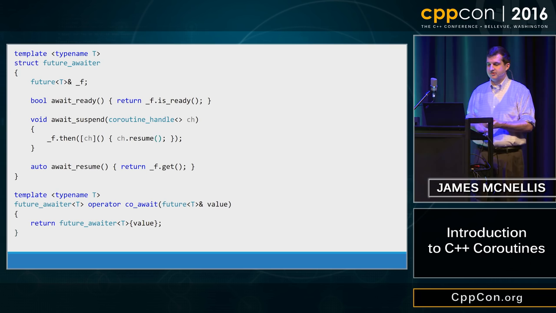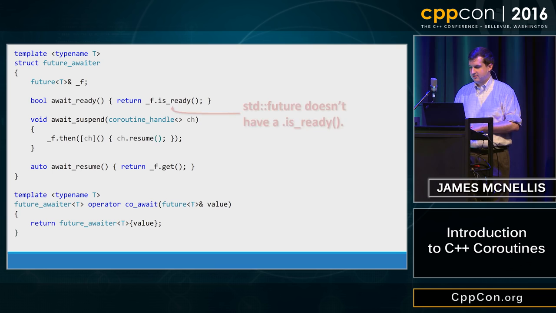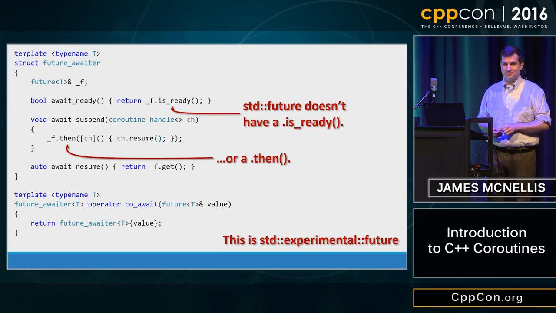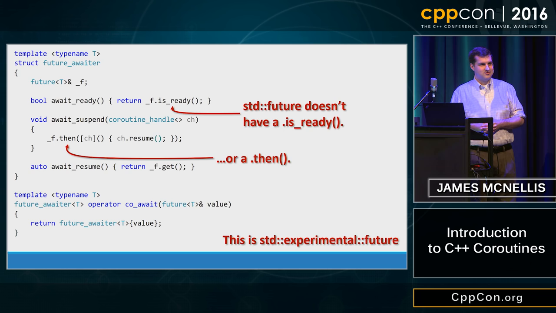There's a couple problems with this slide. The first is that std::future doesn't have an .is_ready. And the second is it also doesn't have a .then. So this isn't actually std::future, this is std::experimental::future, which has these two functions on it. std::future is not particularly good in its current form to use with coroutines. std::experimental::future is also not particularly good to use with coroutines.